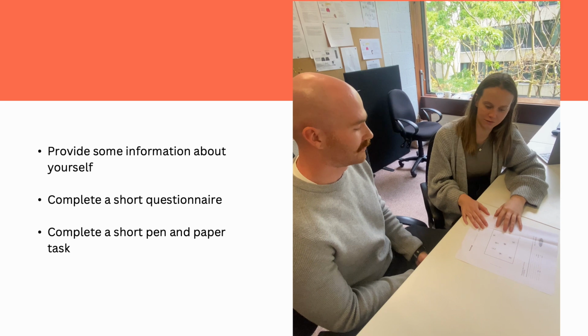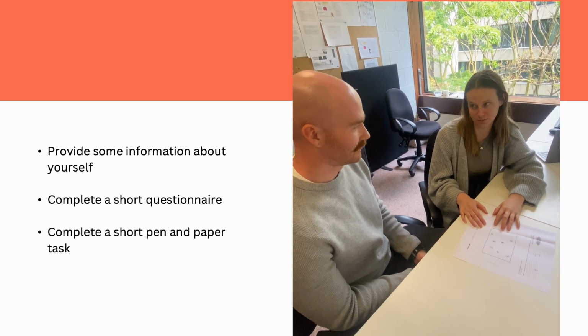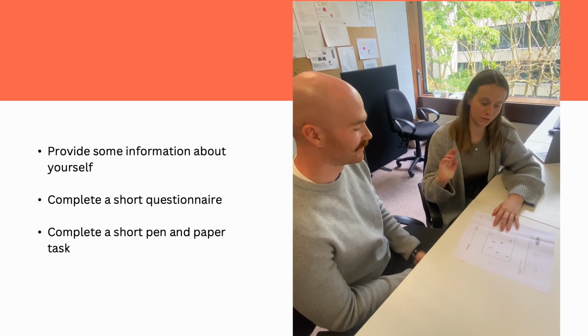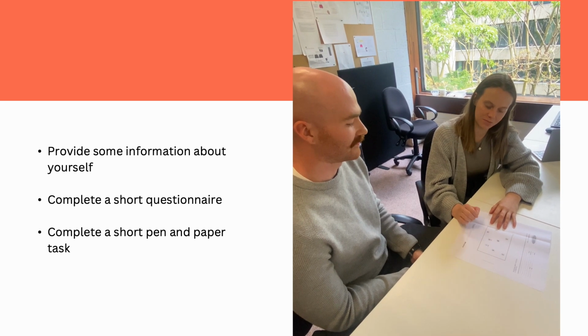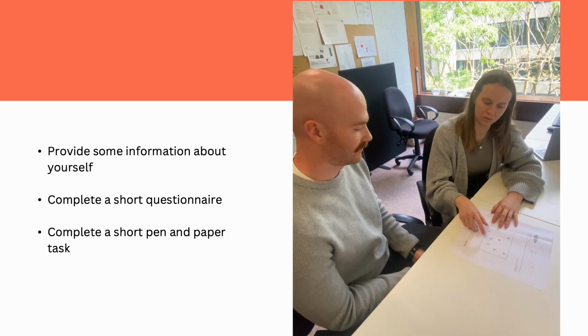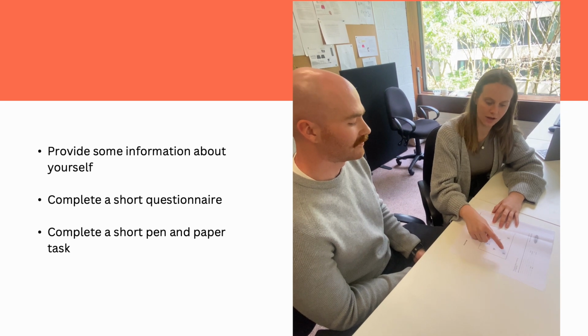To get started, you'll be asked to provide some information about yourself, such as your age, gender, and how many years of education you've received. You'll then be asked to complete a short questionnaire which determines if you're more right or left-handed. Then you will complete a short pen and paper task.